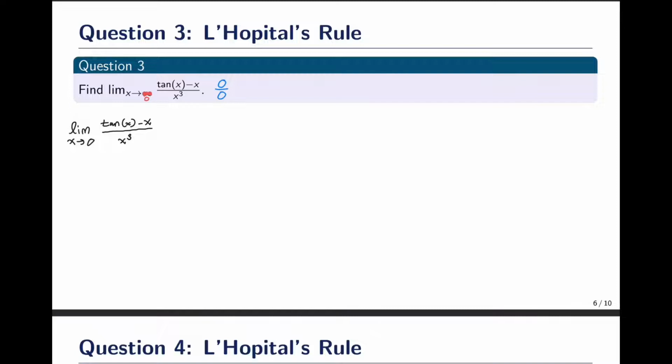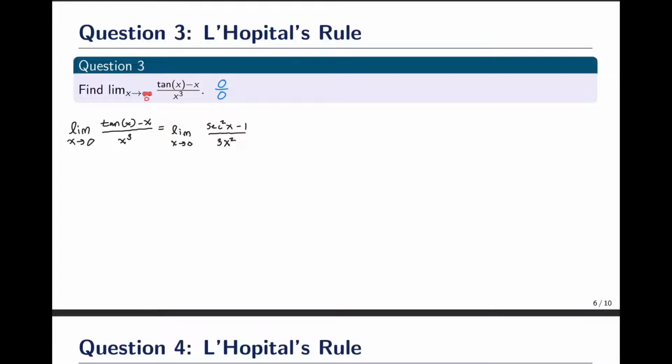So I need to differentiate the numerator and the denominator. So limit as x goes to 0, I need to recall the derivative of tangent. The derivative of tangent, again, is secant squared x. And then the derivative of x is minus 1, so I pick up the minus 1. And now I need to differentiate the denominator. I get 3x squared. And let's go ahead and double check if we can solve this. If we can't solve this, let's check to see if we have an indeterminate form.